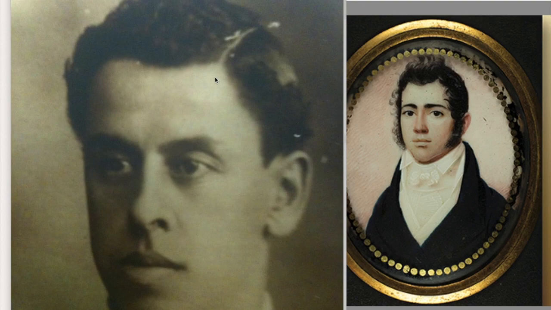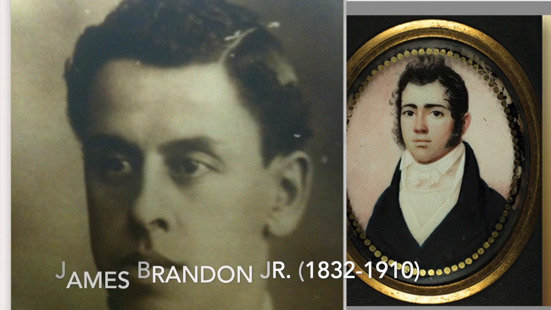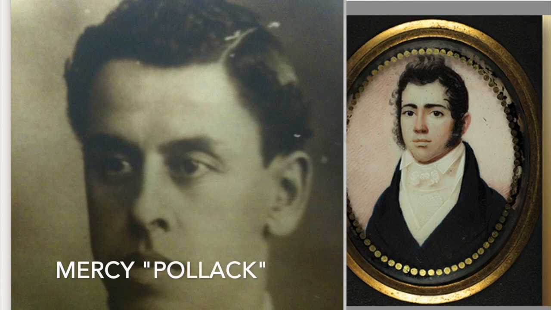little bit counterintuitive. So the person we're looking for, again, is this gentleman named James Brandon Jr., who we know was born in 1832 and died in 1910. He was born in Barbados and died in Australia in New South Wales. We know from his records in Australia that his father's name was also James Brandon, and his mother's maiden name was Mercy, and something that sounds like Pollock.